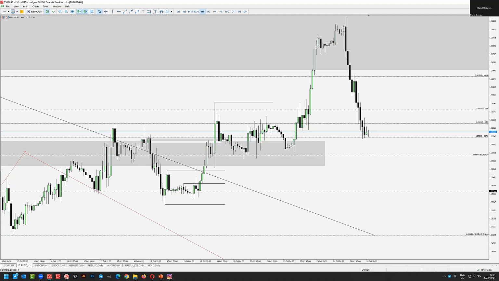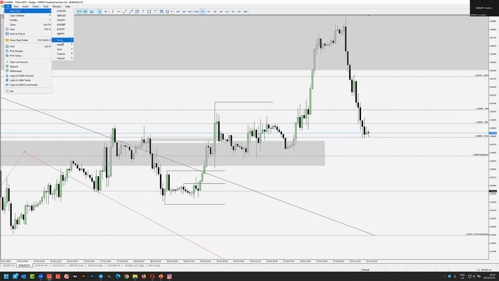I have to check what minor pairs. Let me see what minor pairs I can get here before I give you a pair that does not exist. So if I go to File, New Chart, Forex, what minor pairs do we have here? We've got Pound AUD. No, we have covered that one. I was going to say GBP and New Zealand dollar. Pound NZD. Yes. Okay.